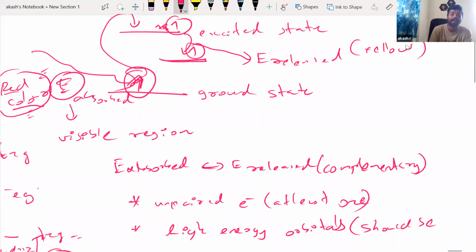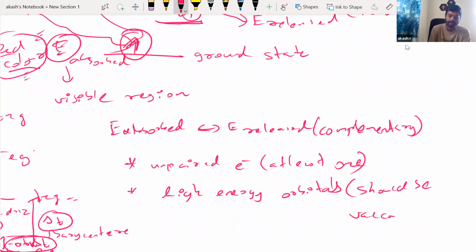Right, it should be vacant. Is it not? Because the unpaired electron is there, but there is no place for the electron to go. Then what will happen? Nothing will happen, isn't it? So energy should be absorbed by the unpaired electron and it has to go to the higher energy level. So the higher energy level should be what? It should be vacant. Only then will it be able to occupy that. All right, okay, again, makes sense.